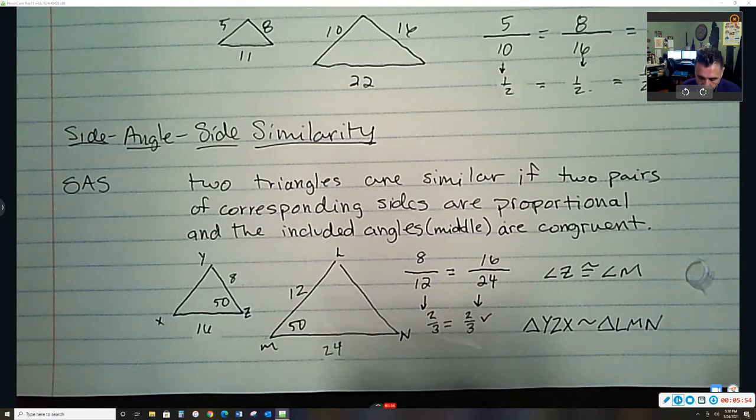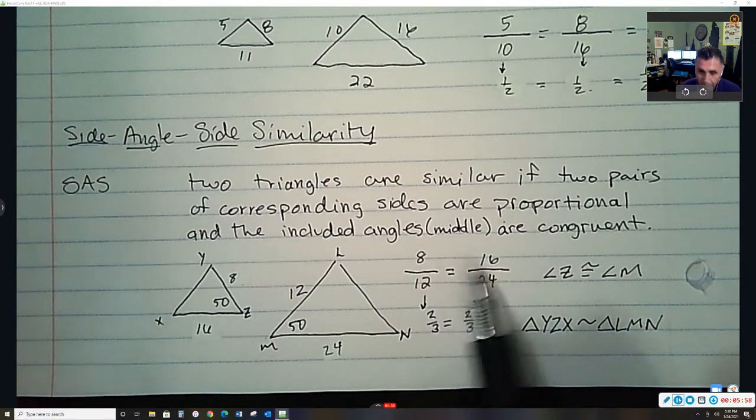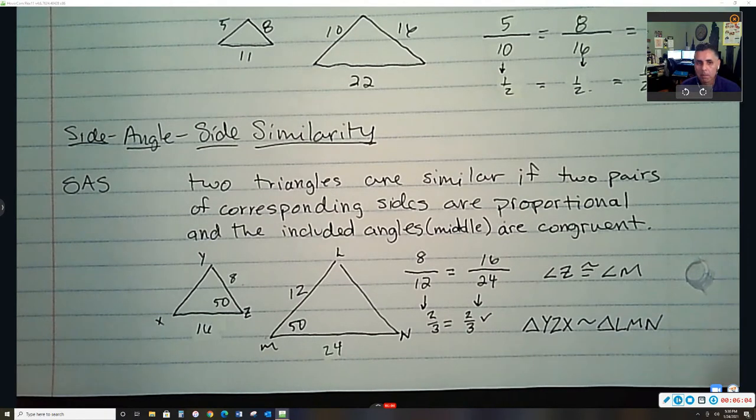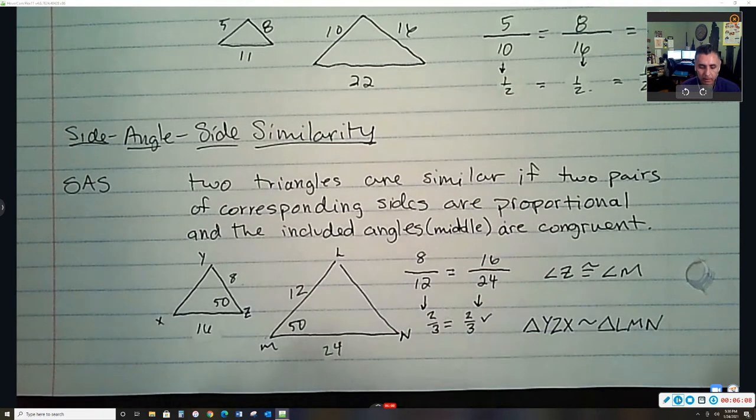So first, the corresponding sides are proportional, and then the included angle is congruent, and then we can say they're similar. This one would be by side, angle, side. So pause that and copy it if you need to. I'm going to flip it over and do some examples.